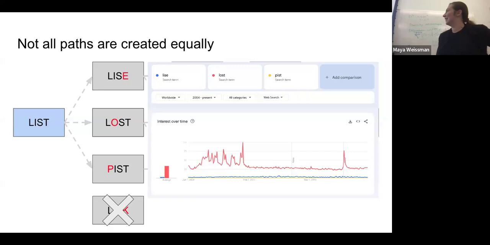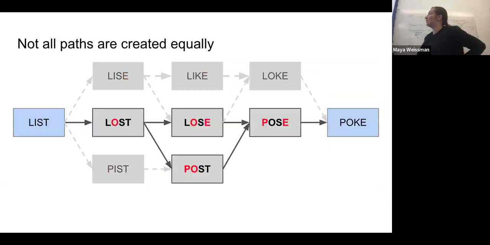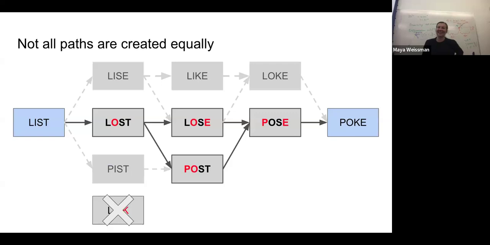But these are all real words, and some of them are more common than others. Google has this really fun feature where you can look at what the most common words are over time. So if I look at lies, lost, and pissed, lost is obviously the most common word. And so that's the one that all of our brains went to first as the first step on this. So most people go to lost first. And then after that, lose is probably the most common, but I've seen a couple of people get to post as well. And no one's going to LISC again.